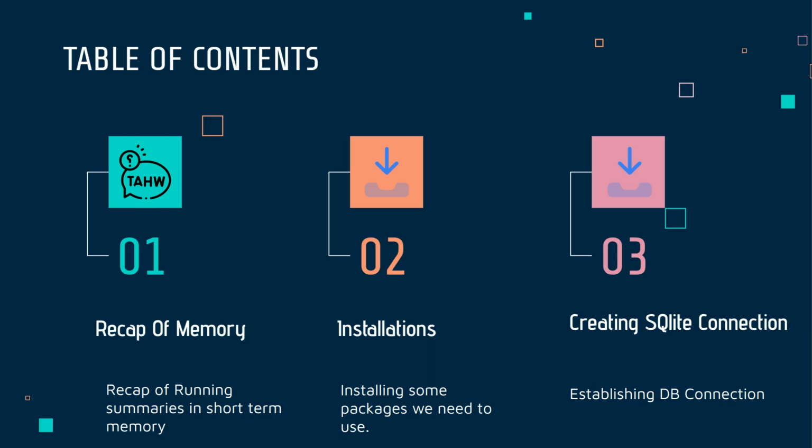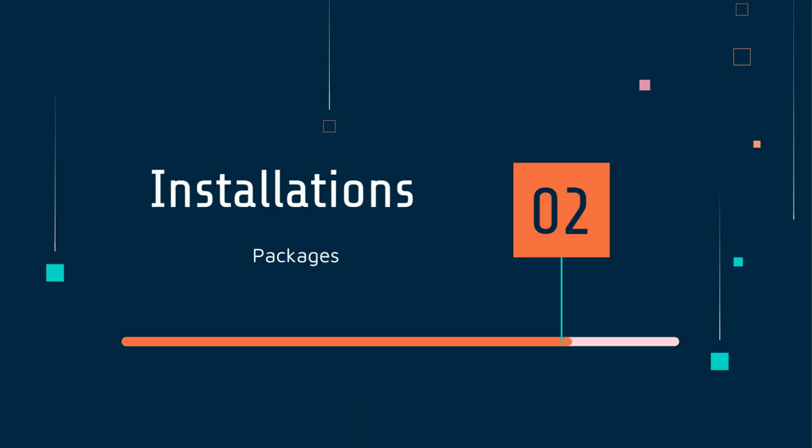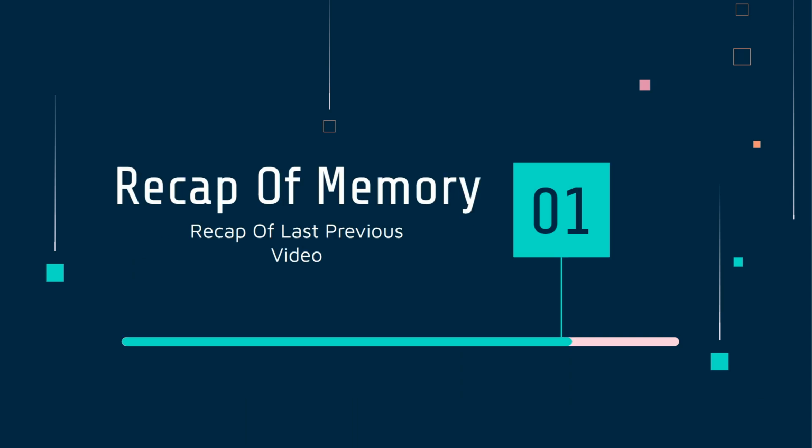Okay, so that's the recap of the previous video, where I talked about managing short-term memory using running summaries. In this video, we're going to install a couple of things, connect to an SQLite database, create checkpointers, and then create a graph that we're going to demo with, on how to make our memory more persistent using an SQLite database. I'm going to test everything out and make sure that everything works perfectly.